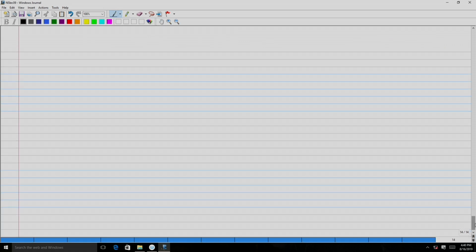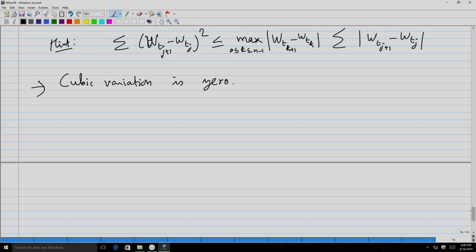So, these properties we will use later. So, what does this mean? It is the summation of the absolute value of W(Tj+1) minus W(Tj), to the power 3, which is 0. That is what we mean when we say cubic variation is 0.